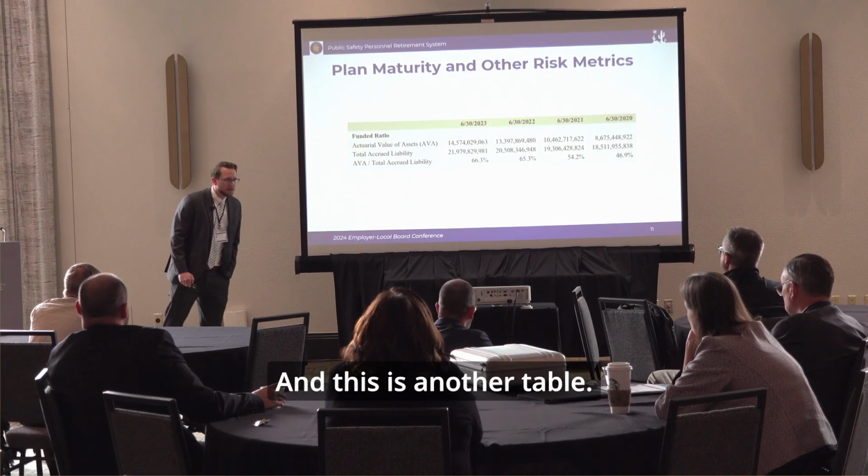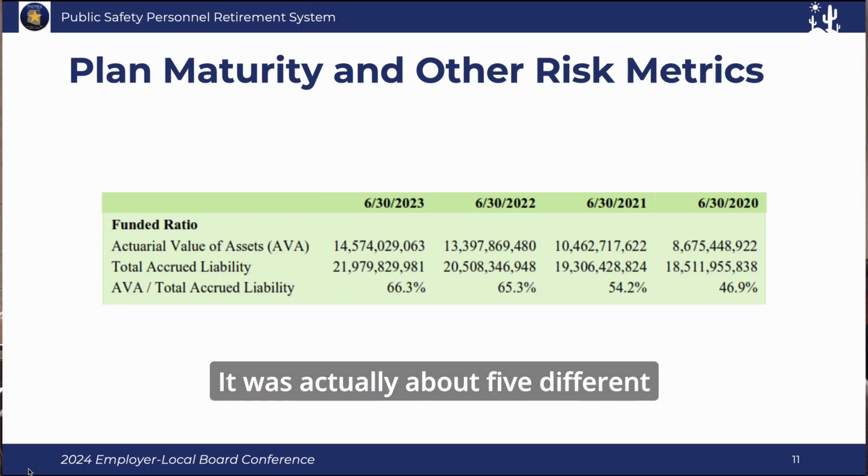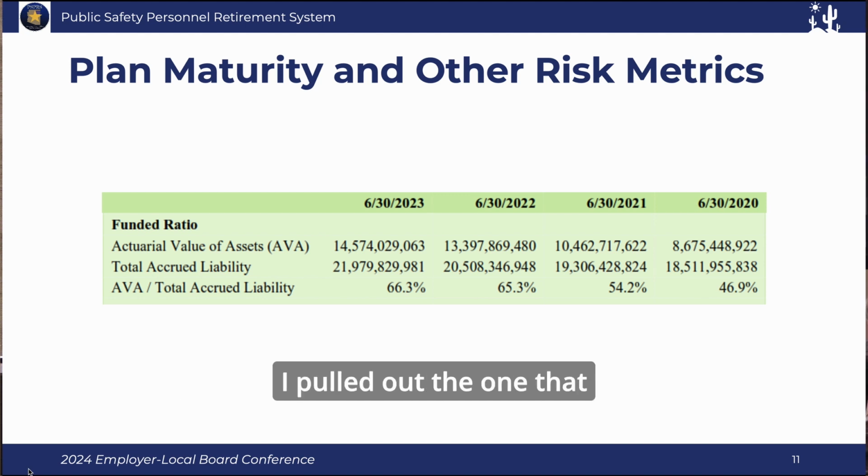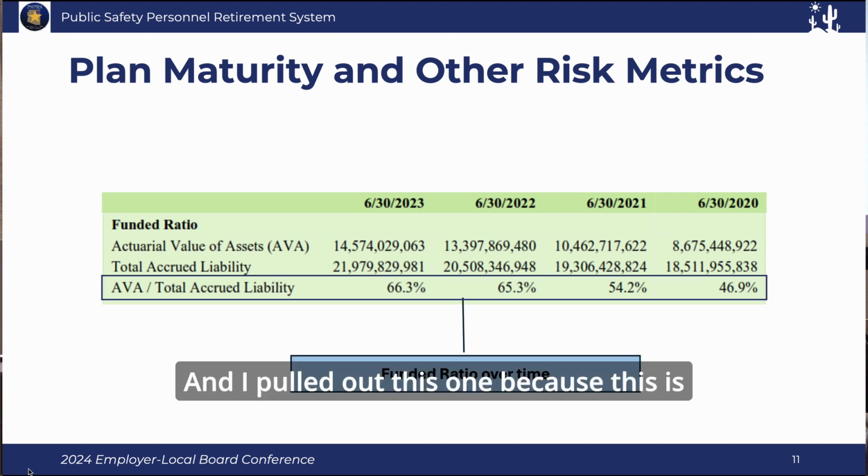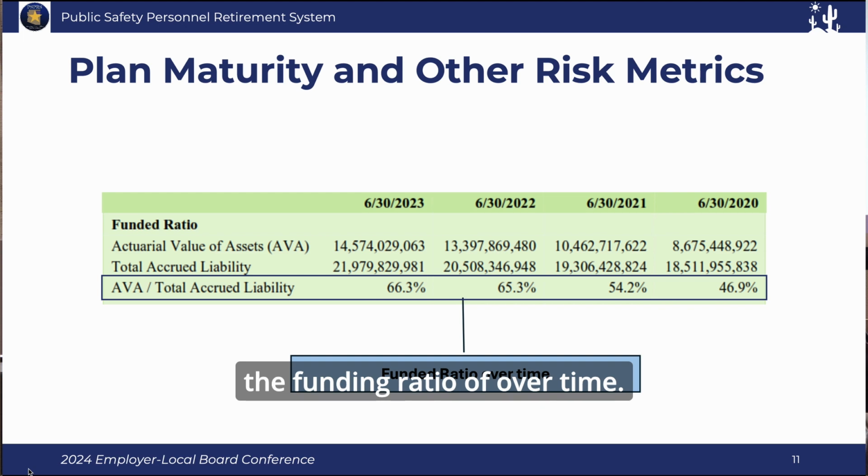And this is another table. There are actually about 5 different metrics in this table, but I pulled out the one that I just wanted to emphasize for this presentation. It's under the plan maturity and risk metrics. And I pulled out this one because this is the funded ratio over time.